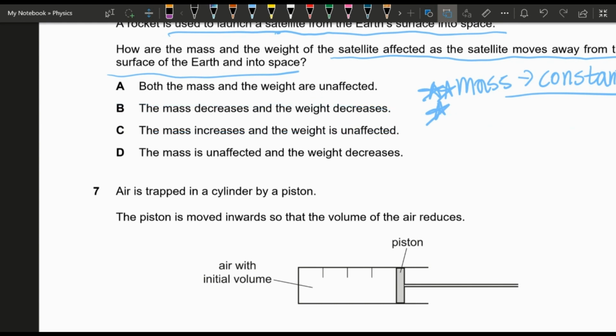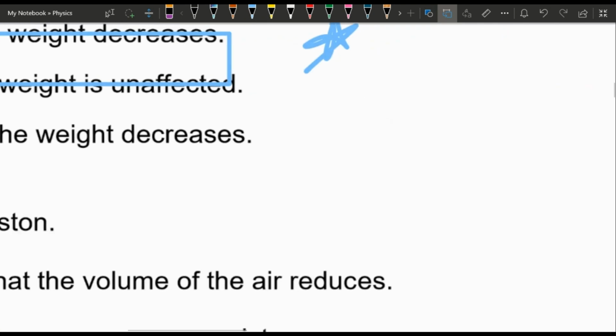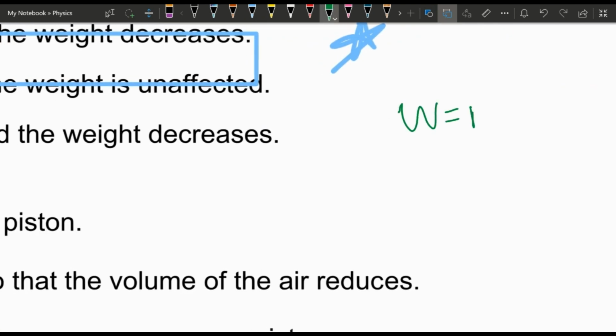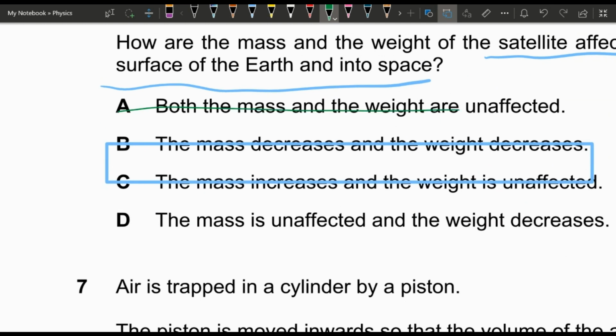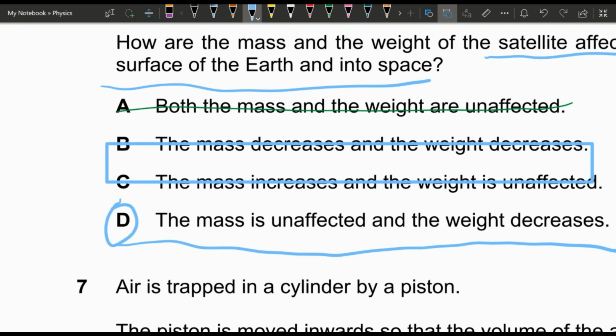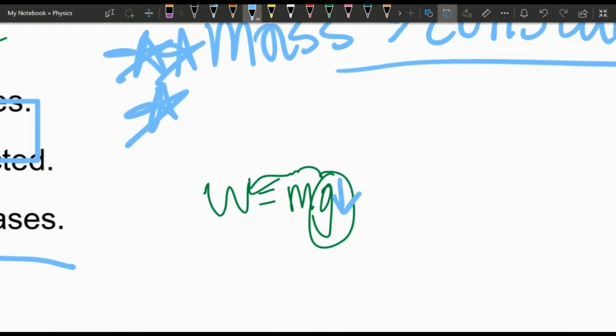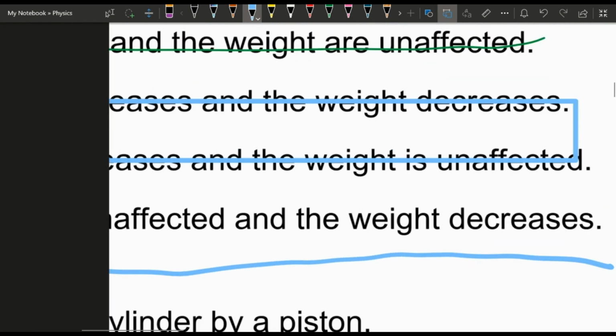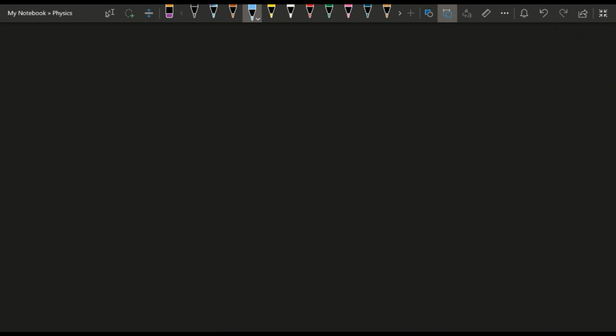Now you have two options left, right? A and D. Now, both the mass and weight are unaffected. This is wrong. The weight will be affected. Why? Because the formula of weight is W = mg. So if g is affected, the weight will be affected, right? So this can't be our option. The only right option is the mass is unaffected and the weight decreases, because if g decreases, the product of this will decrease, which will result in weight decreasing. Hence D is our right answer.